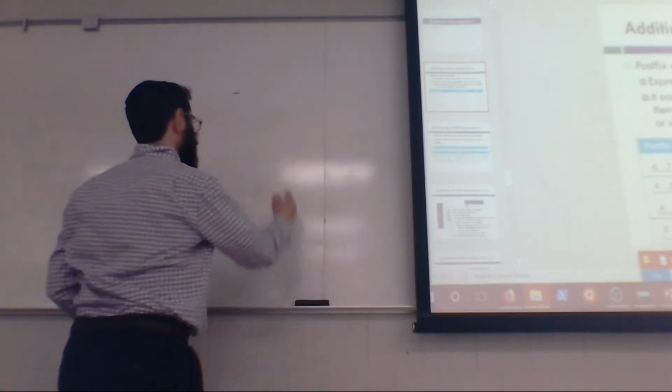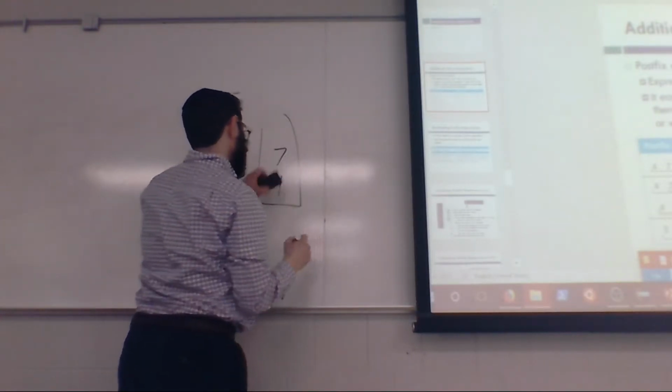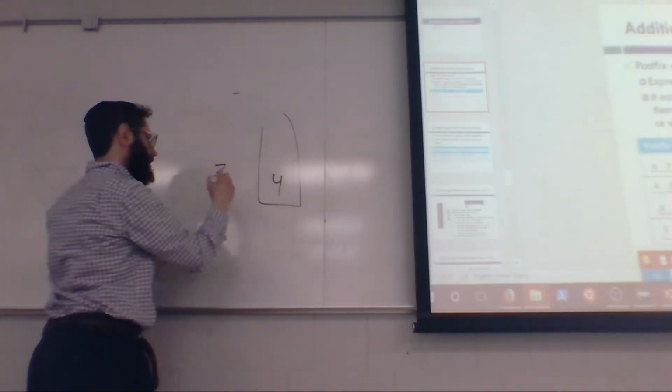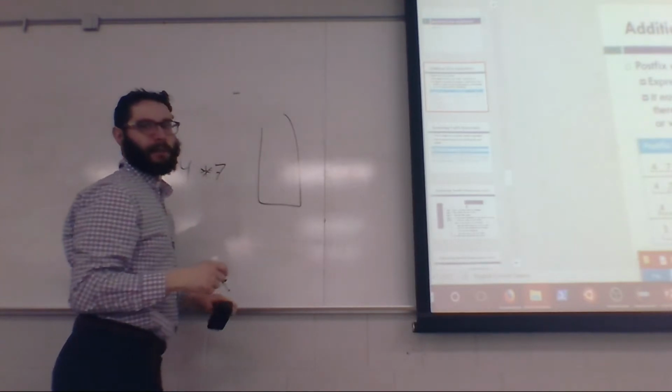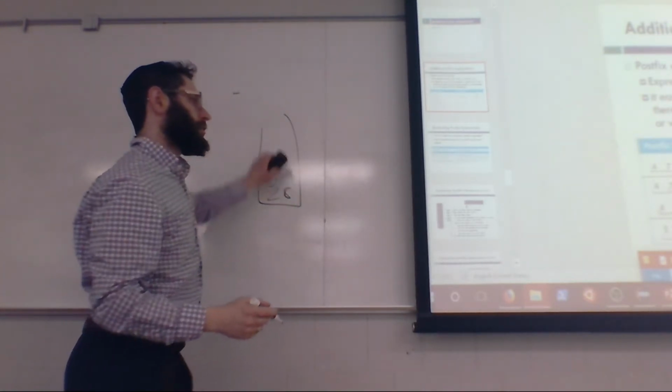So put 4 in the stack. Put 7 in the stack. We see a star, so do a pop operation. Do one pop operation to get the right, and one pop operation to get the left. Multiply them together because that was the operation, and push the result back onto the stack. You get 28. Okay. What about this one?